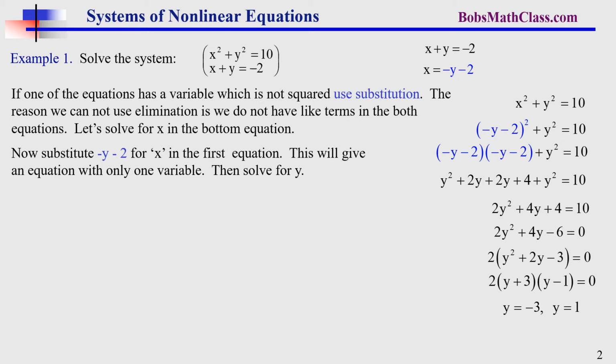Okay, hope that's going well. We got our y values. Now we got to plug it back into one of the original equations to find the x values that correspond with each of those y values. Now there's two rows. There's the top row and the bottom row. If you use the top row, when you plug in y, you're going to get two different x values that go along with it. But if you use the bottom row, you're only going to get one different x value that goes along with it.